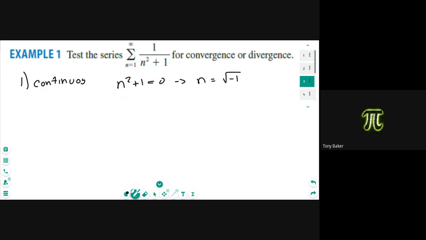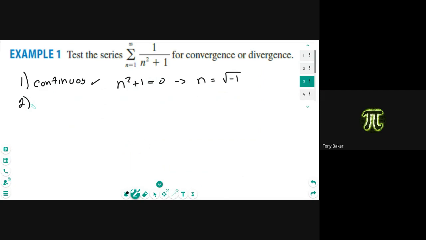If it was n squared minus 1, it wouldn't be continuous. It wouldn't be continuous at 1, which means we wouldn't be able to do this as is. We would have had to do it from n equals 2 to eliminate that possibility, the 1 over 0 situation. So this is continuous. Good.